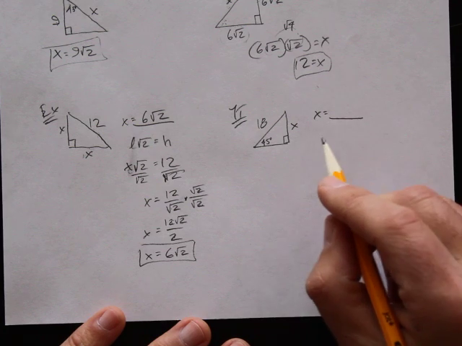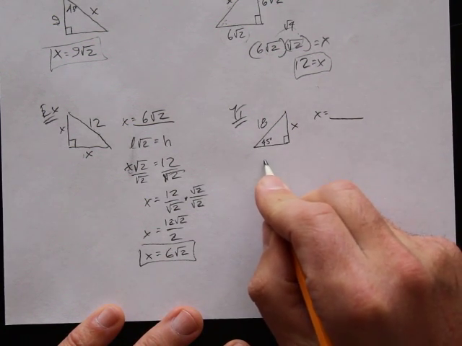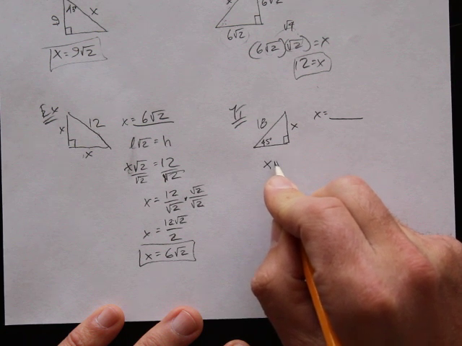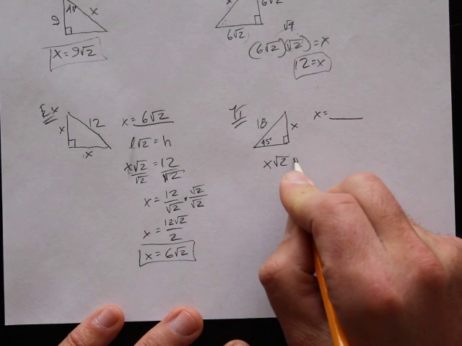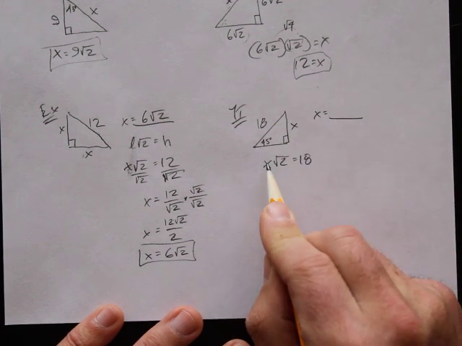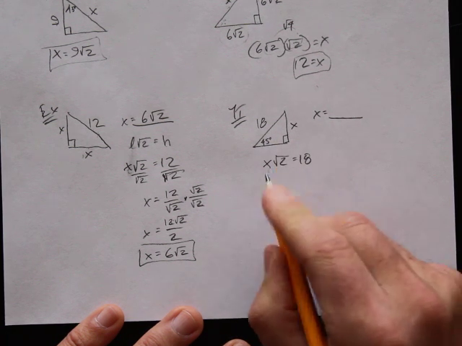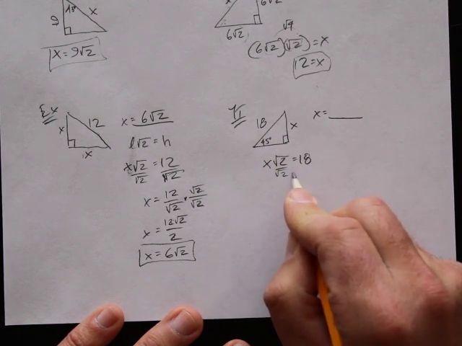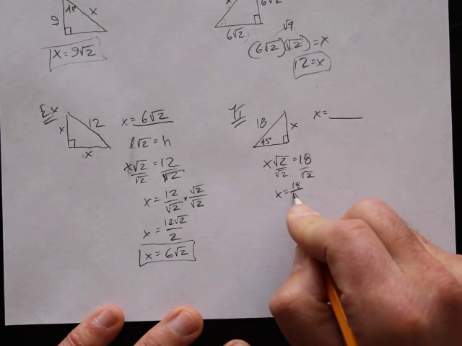All right, let's see how you did. So what I'm going to do here is say x times the square root of 2 equals 18. So that's my side times the square root of 2 equals my hypotenuse. And now I'm just going to divide by the square root of 2. x equals 18 over the square root of 2.